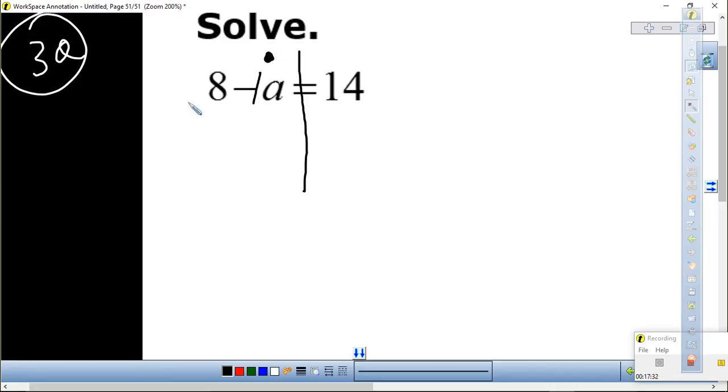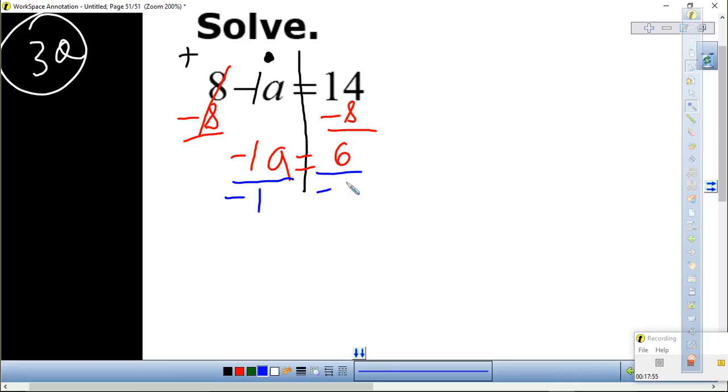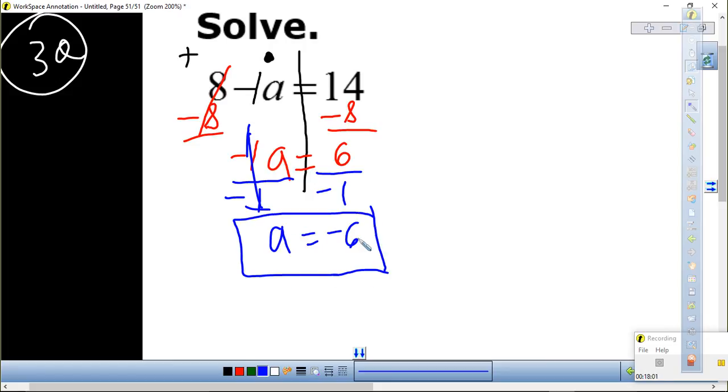What is the invisible sign in front of the 8? Addition. So where do I start? With positive 8. What is the inverse? Minus 8. We're left with negative 1 times a equals 6. What is the last step? Divide by negative 1. A equals negative 6. Hands up if you got that.